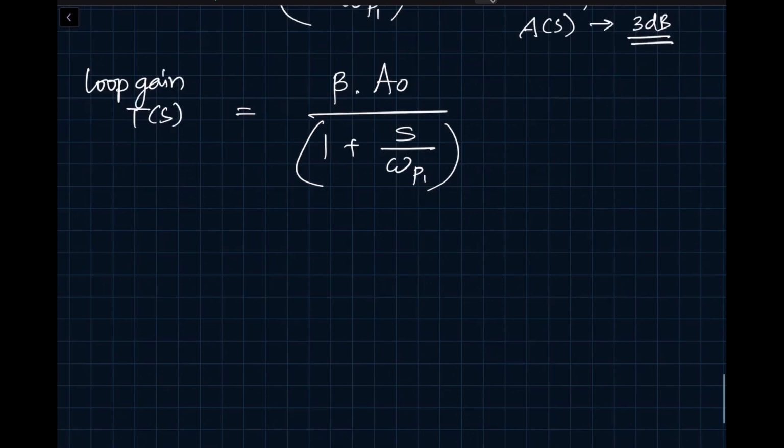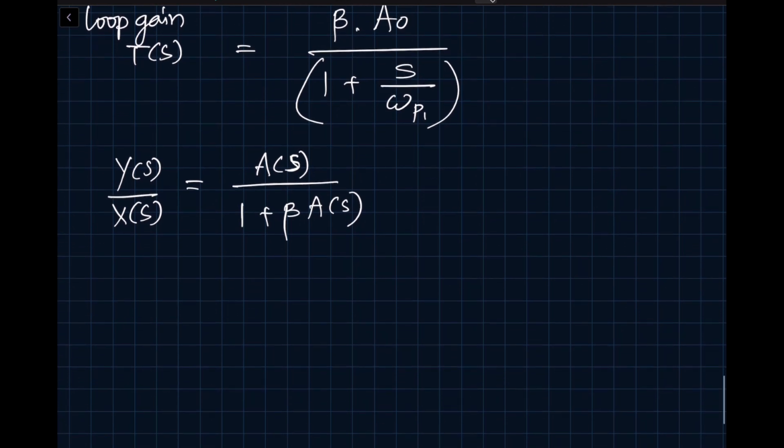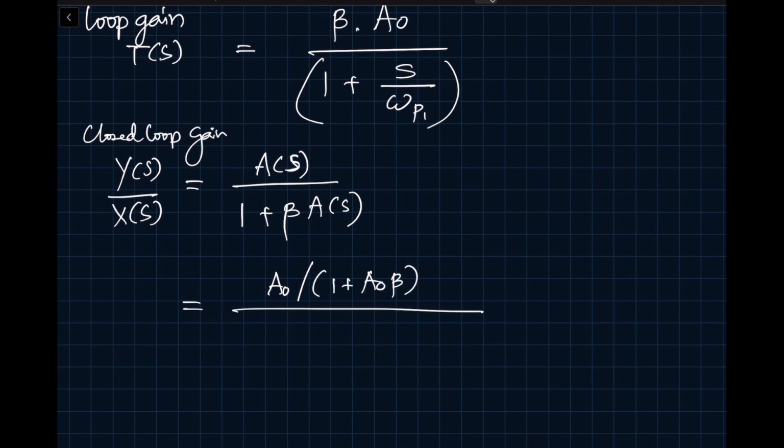And our closed loop gain will look like Y(s) divided by X(s). You can write it on your own. You can substitute in our expression, which is A(s) divided by 1 plus beta A(s). So I'll wait here till you substitute and come back with a simplified expression. So you can prove it to yourself that the new closed loop gain, after substitution, is going to look like A0 divided by 1 plus A0 beta, divided by 1 plus s divided by omega p1 times 1 plus A0 beta.